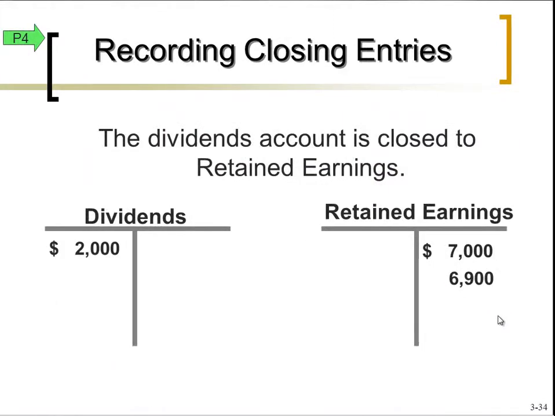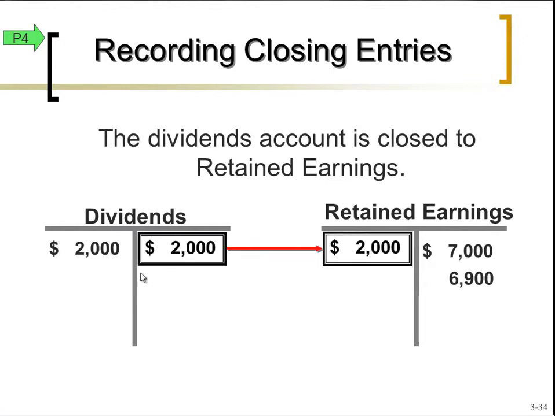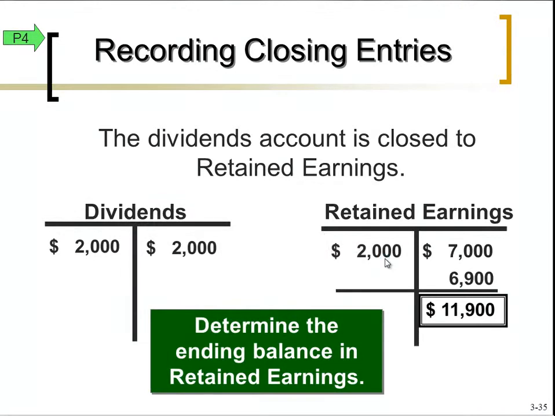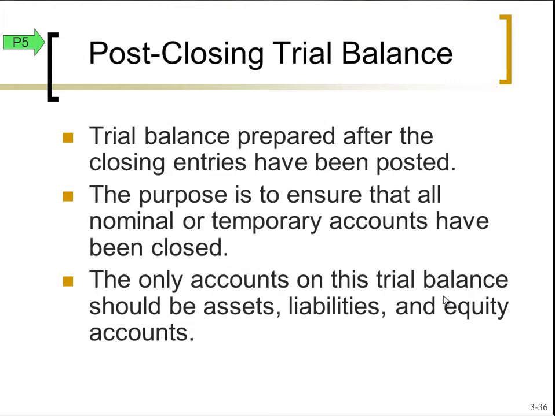And now we want to close the last one, dividends. It has a normal debit balance, so we're going to close it out with a credit, and the debit to that entry becomes a retained earnings debit. The last step here is simply to determine the ending balance in retained earnings, $11,900 if you do the math here. So we've closed everything out.